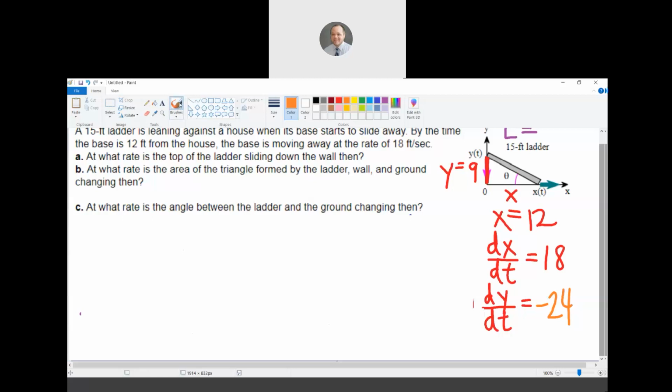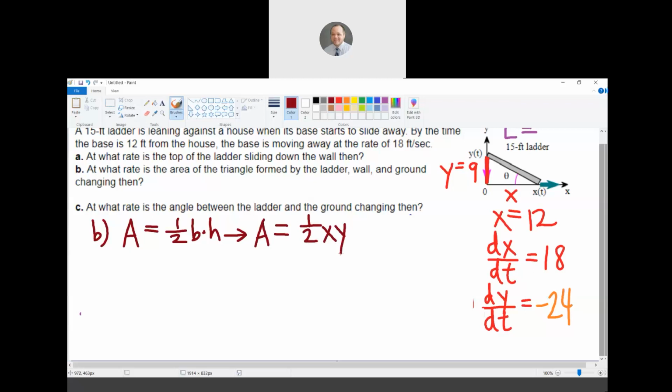Okay, part B. At what rate is the area of the triangle formed by the ladder, wall, and ground changing then? Our formula to find the area for a triangle is A equal to 1/2 base times height. But we're going to modify this and write it in terms of our x and y. The base is x and the height is y.